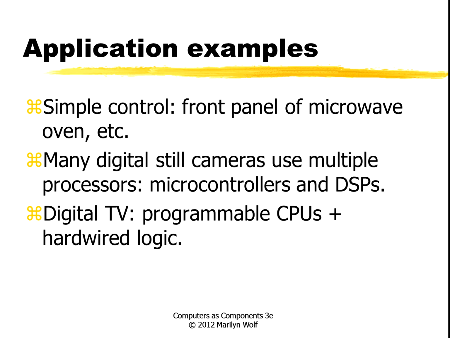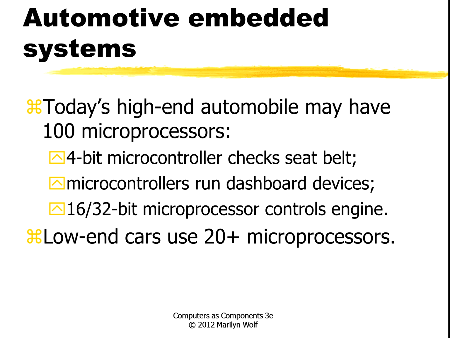If you look at a car, a typical high-end car today will have at least 100 microprocessors in it. Some of them do very simple things like 4-bit microcontrollers to check whether the seatbelt is locked. But you'll also have microprocessors running the engine, the brakes, running the dashboard devices, running the entertainment system. But even a low-end car today has at least 20 microprocessors in it that are running the critical systems of the car. So it's very difficult to get away from computers when you're in your car.